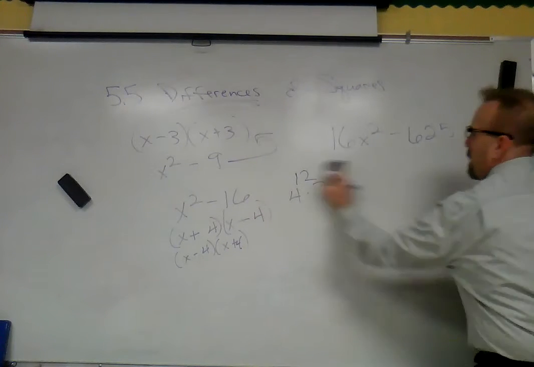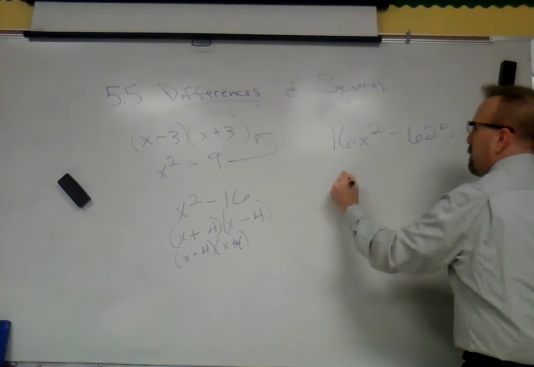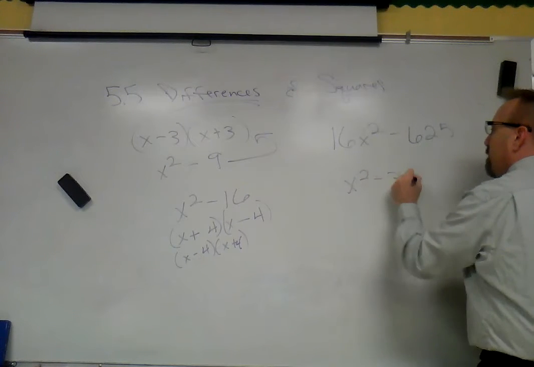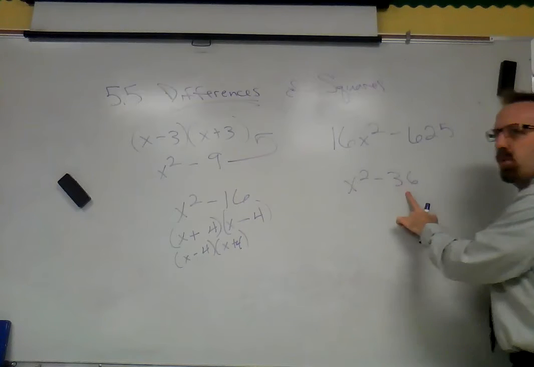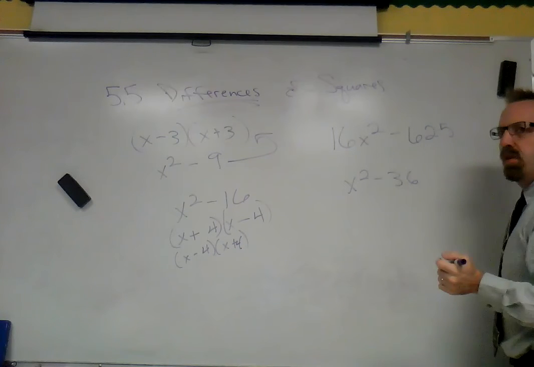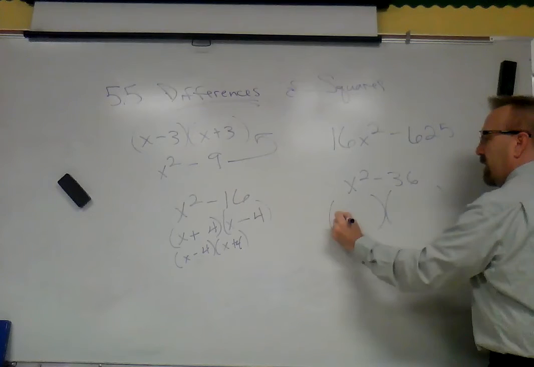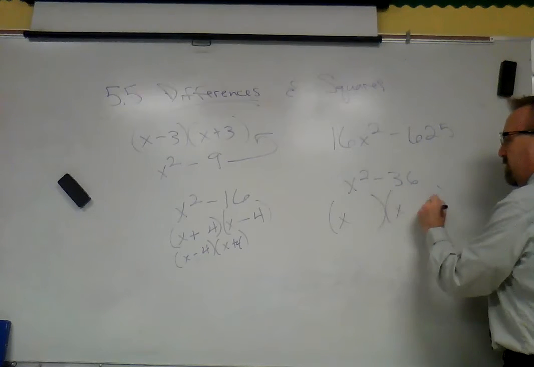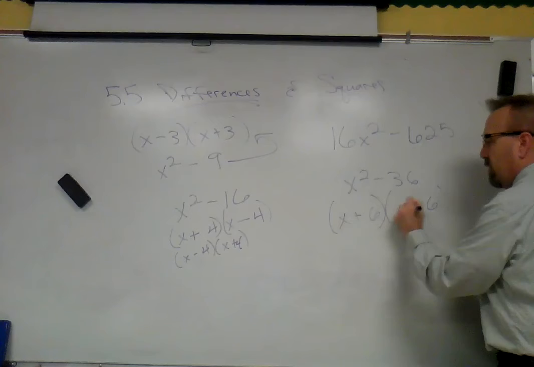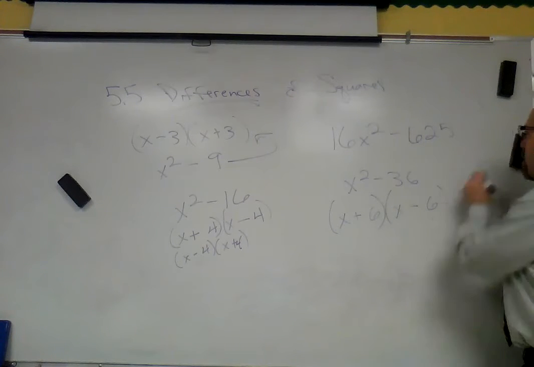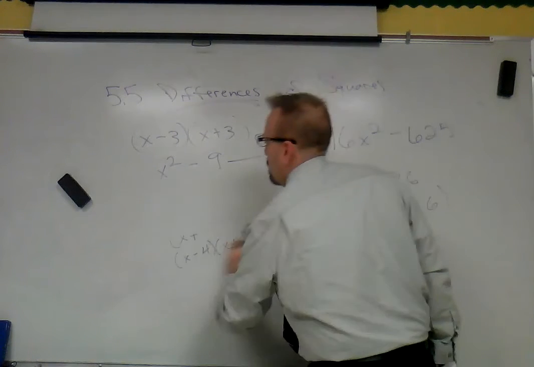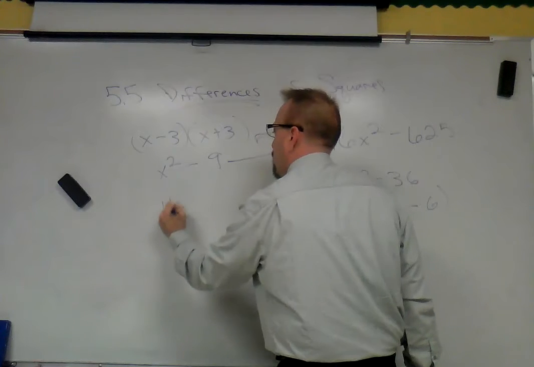I'm going to get to this one eventually. So let's do a couple of those. So do we have a square? Is it subtraction? Yes. So x, the square root of 36, 6 and 6, one of them plus, one of them minus. And let's say we've got 4 here.